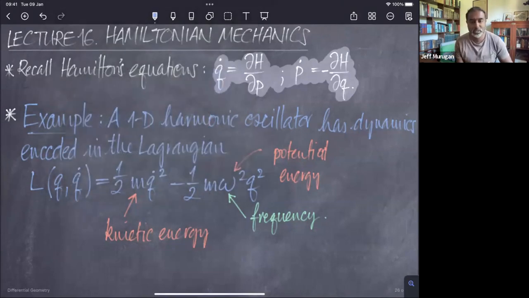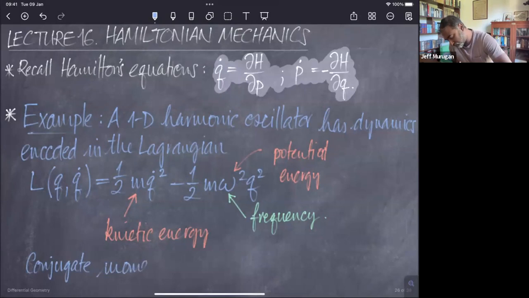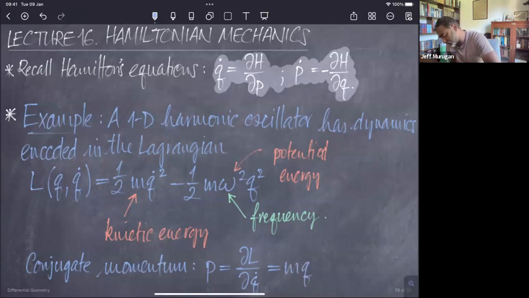So first things first, we need to calculate the momentum that's conjugate to q. So the conjugate momentum is p, and p is dL by dq dot, which is the partial derivative of this Lagrangian with respect to q dot. There's no q dot dependence here, so the derivative there is 0. And the q dot dependence here is only quadratic, so this is just m q dot.